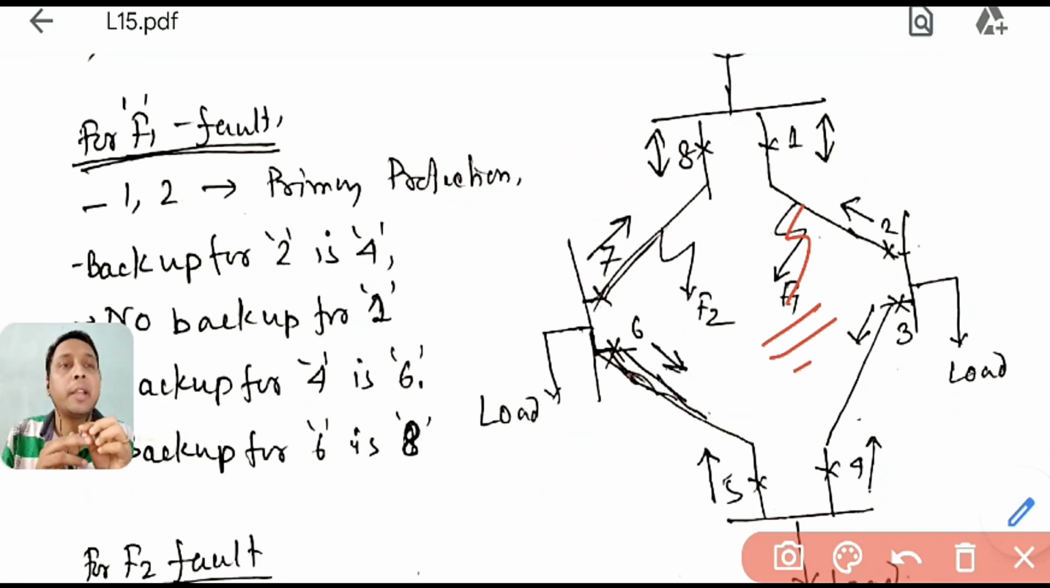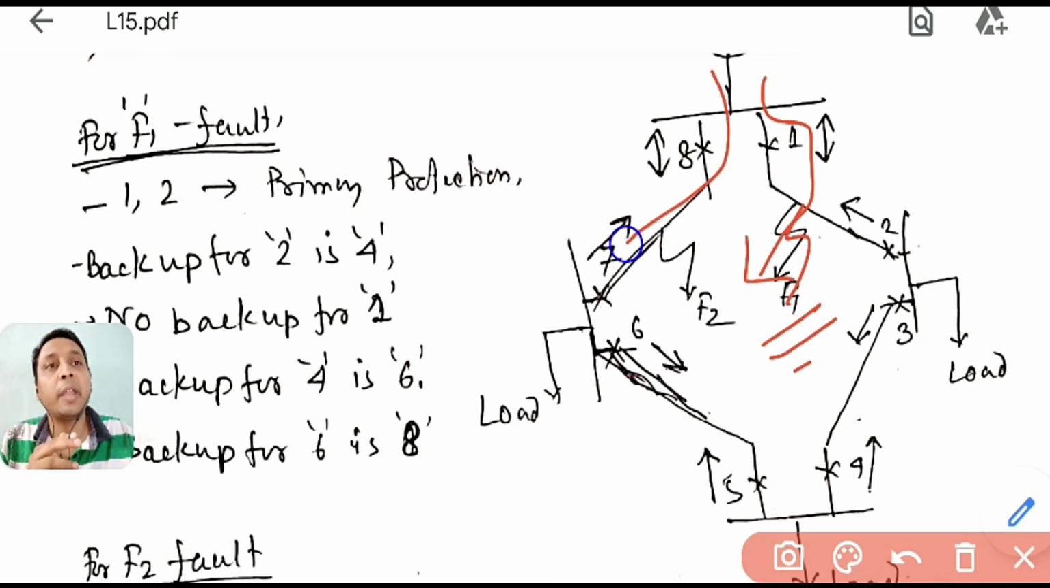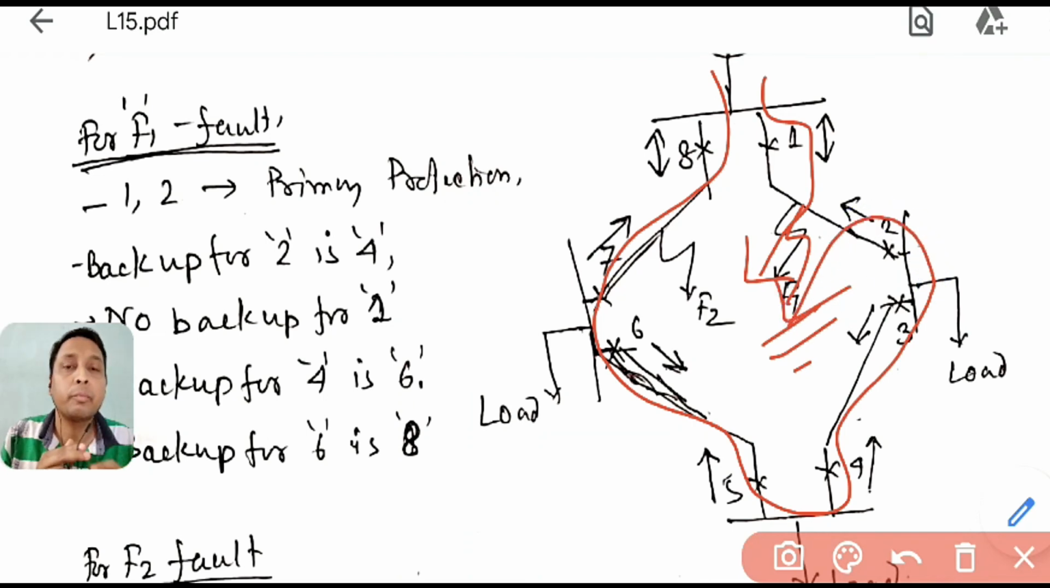So first let us see how the current can come. Because this is the source, current can come from this. This is the fault current. Another path can be this path. So there are 2 ways the current can come, and current can flow through the fault.